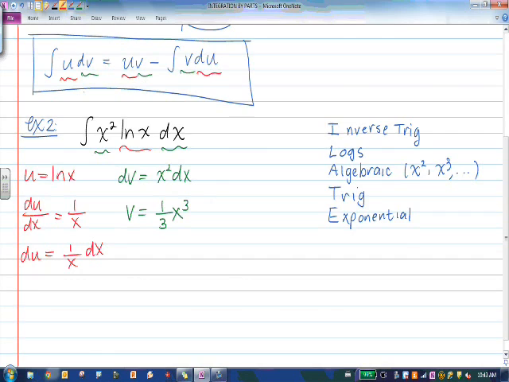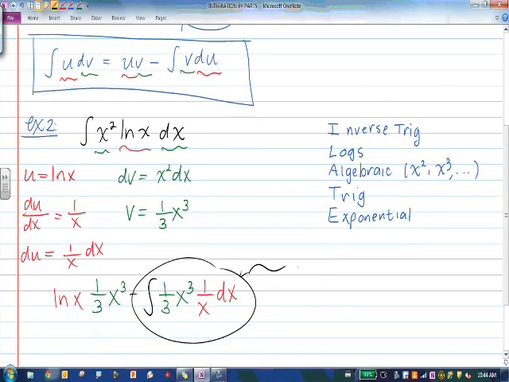So here we go. I'm going to write down u times v, which is natural log of x times 1/3 x cubed, minus the integral of v du, which is 1/3 x cubed, and then the du is just 1/x dx. Let's take a look at this integral. If I simplify that, it's just negative the integral of 1/3 x squared dx, and that's very simple to integrate, so I know that I probably made the right choices. So the final answer is 1/3 natural log of x times x cubed minus, and the result of that integral should be 1/9 x to the 3rd power plus c.